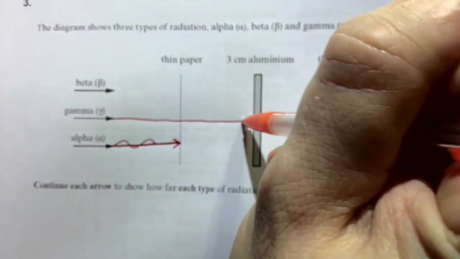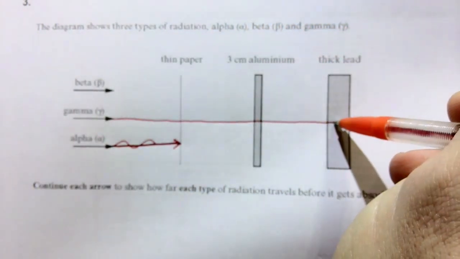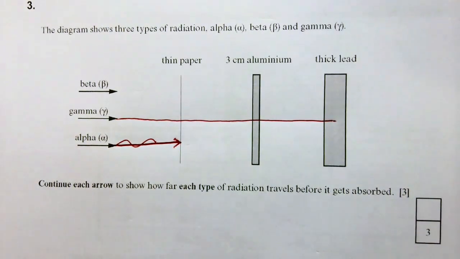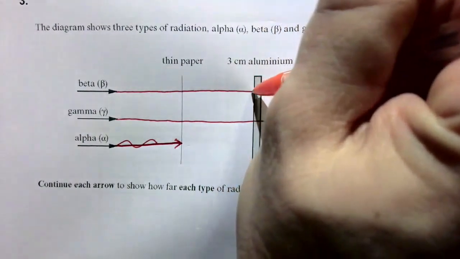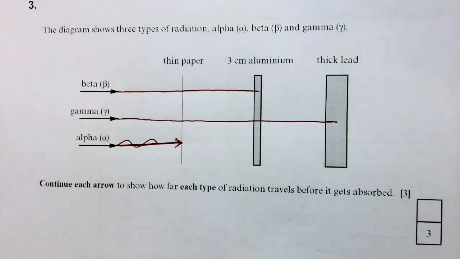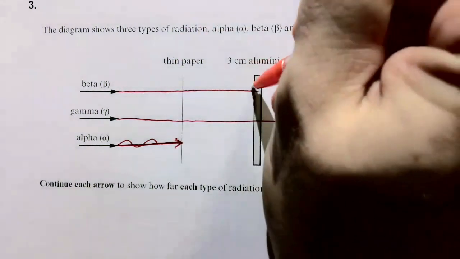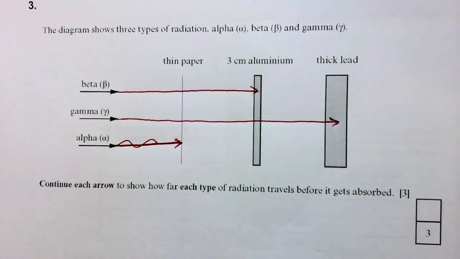Gamma would quite happily pass through paper and even aluminium and would be stopped by thick lead. And beta radiation passes through paper reasonably well, and then would be stopped by something like 3 centimeters of aluminium. So that's just a question purely related to penetrative power and the characteristics of those 3 types of radiation. It said continue each arrow, didn't it? As far as each type, that's fine. Nice, easy one.